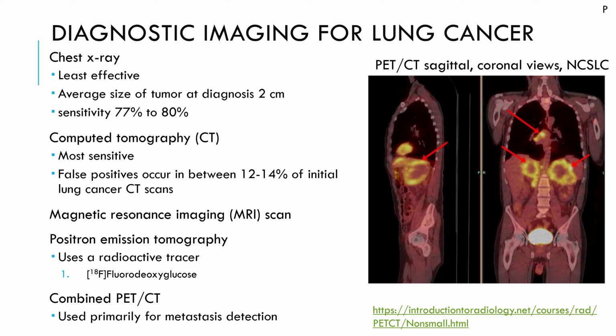Positron emission tomography is based on the use of a radioactive tracer that is introduced into the body, and that tracer is then taken up into the cancer and subsequently imaged. There's also a combination of PET and CT. The image on the right-hand side illustrates a PET CT with the yellow being highlighted as the primary tumor and then the metastases further down. Next.